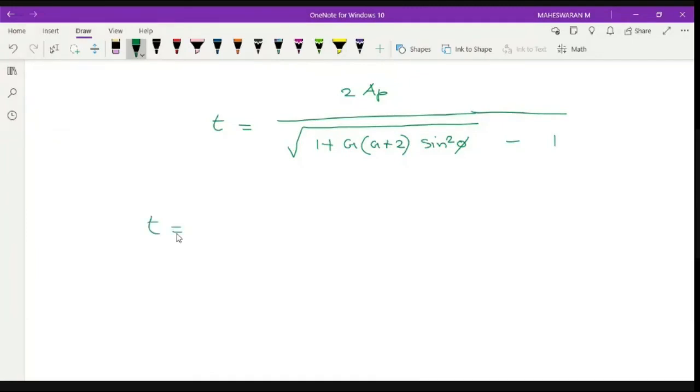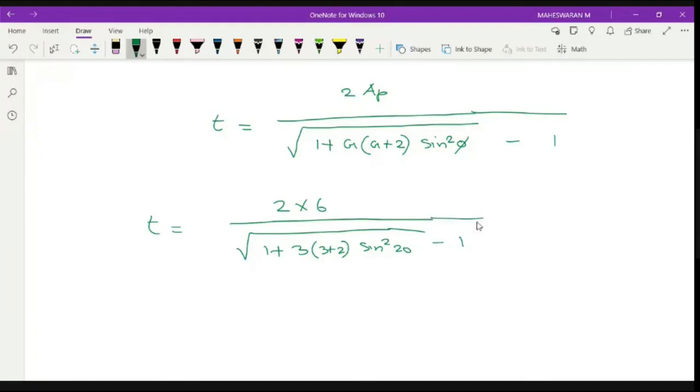Yes. Sir, capital G is 3 only now, sir. Sorry, I can't get you. Capital G is 3 only now, sir. Yes, capital G is 3. Small t is equal to 2 into 18, sir. Yeah, okay. You identified. Very good. So it is 1 plus 3 into 3 plus 2 sin square 20 minus 4. Right? So what is the value of small t? Sir, 18.19 is coming, sir.